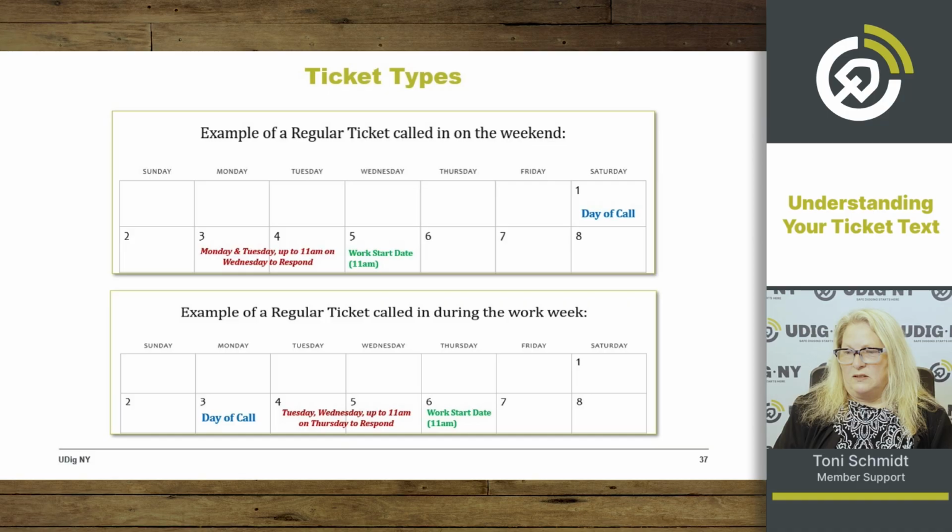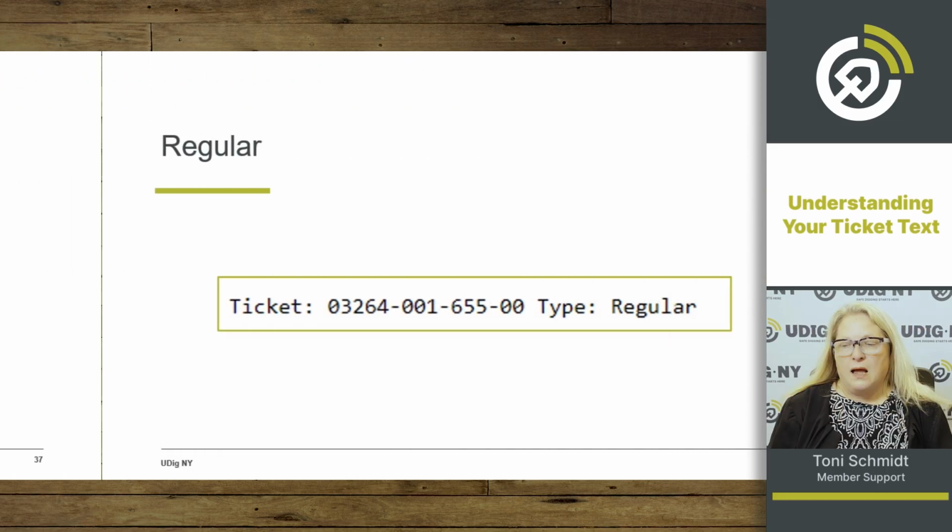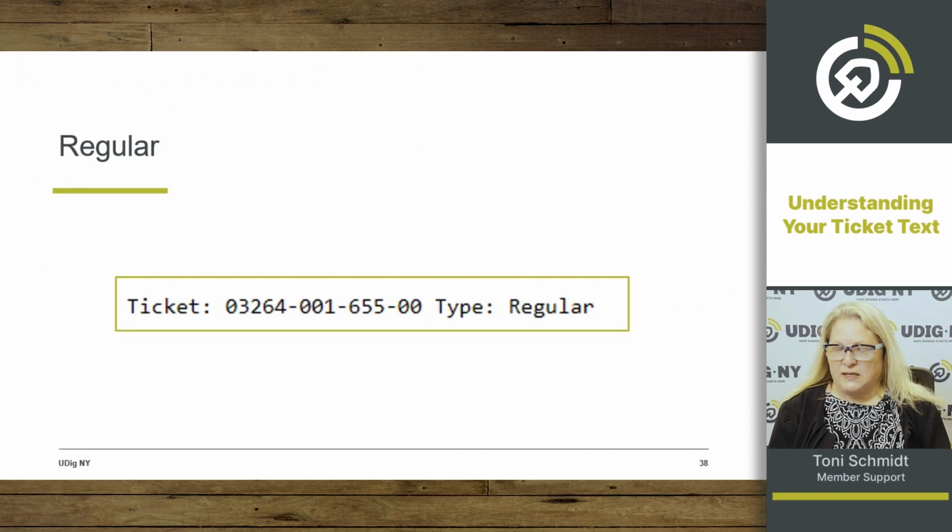Ticket types. So as I mentioned in the beginning, I waited until the end to review the different ticket types. At the top of each request, you will find the ticket type. The location request is assigned a ticket type based on the type of excavation and the requested start date of the excavation. So let's review what each type means. A regular ticket type is created when an excavator provides the legal amount of time, 2 full working days, but not more than 10 days notice.